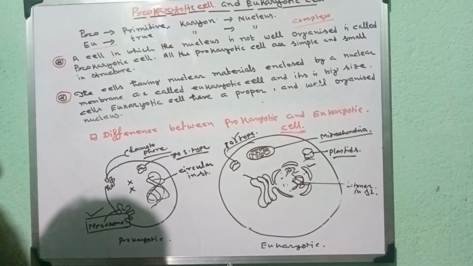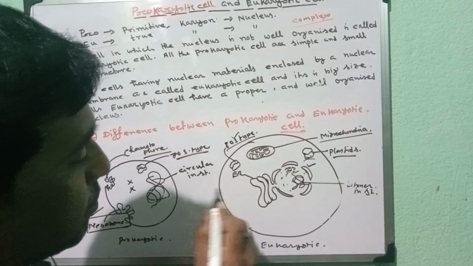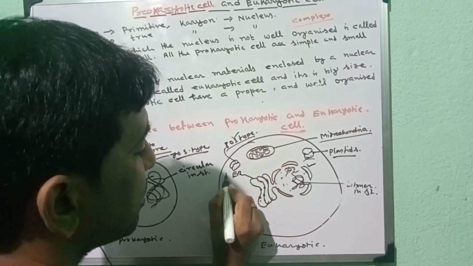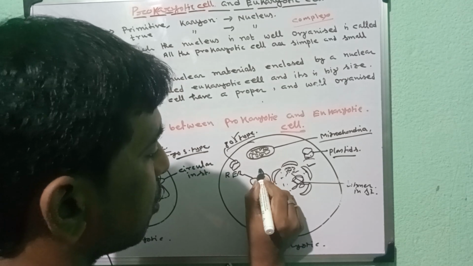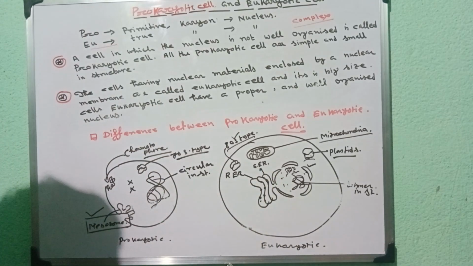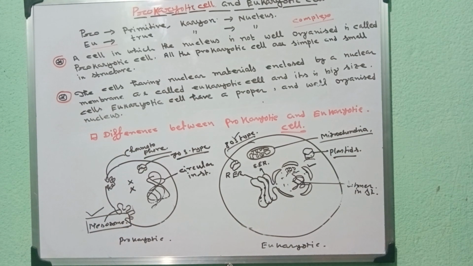This is called the endoplasmic reticulum, that is ER. If ribosomes are present on the endoplasmic reticulum, it is called rough endoplasmic reticulum. And if ribosomes are not present, it is smooth endoplasmic reticulum. These are found in the eukaryotic cell, but in the prokaryotic cell, rough and smooth endoplasmic reticulum are not formed.